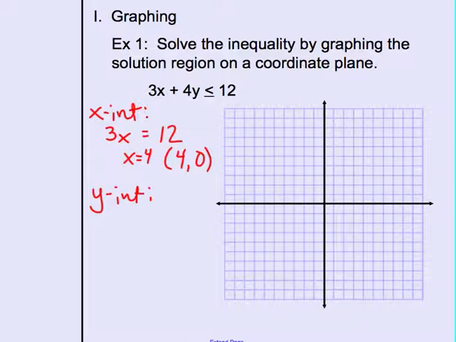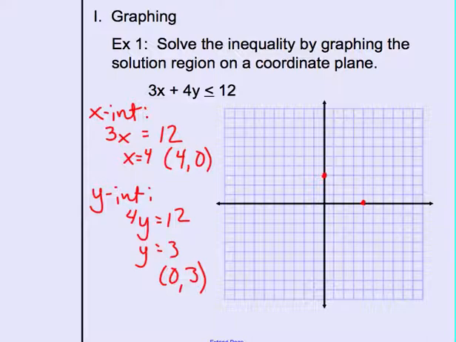For those that want me to show my work, substituting 0 for x cancels that term. Dividing by 4, and I get my y-intercept. I'm going to graph 4, 0, and 3, 0. And before I draw the line, I'm going to ask myself, is the boundary solid or dotted?